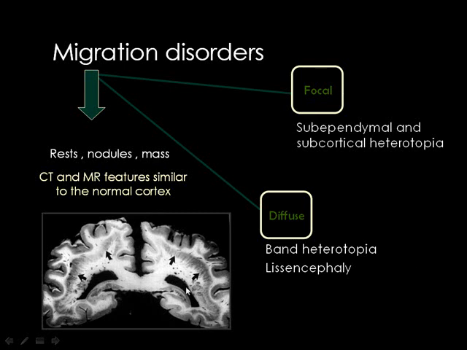Here is the ventricle. Here are the neurons which are migrating towards the cortex, and they stop in between before reaching the cortex. Then you get what is known as the double cortex. A cortex, an original cortex, then gray matter, white matter, then another cortex, then white matter next to the ventricle. Whenever you see a band like this of gray matter below the original cortex, you call it diffuse heterotopia, or band heterotopia, or double cortex heterotopia.